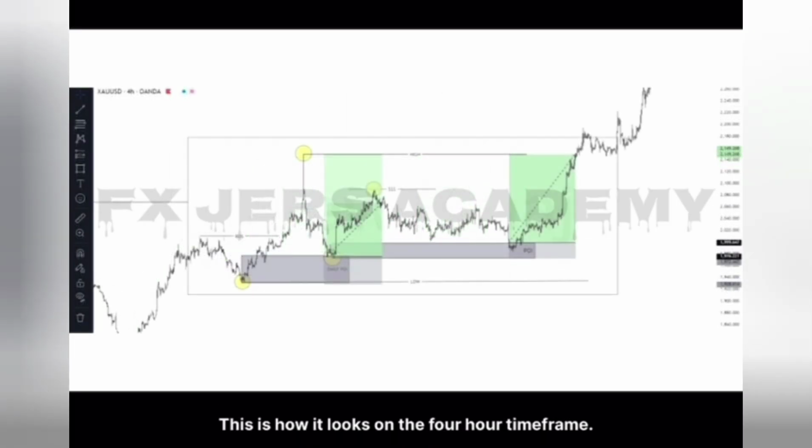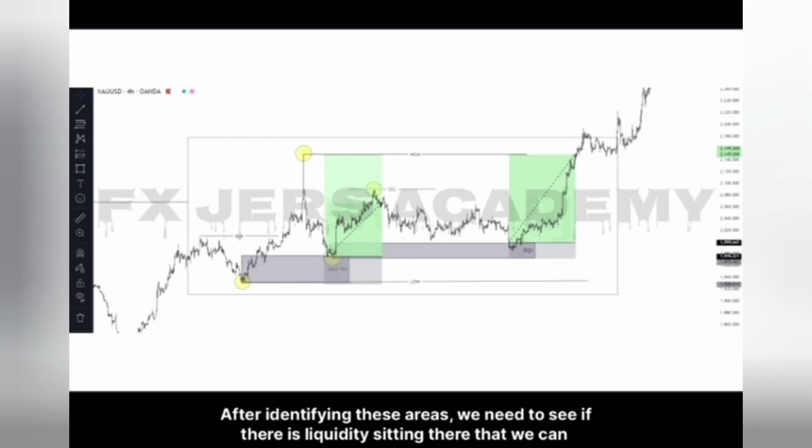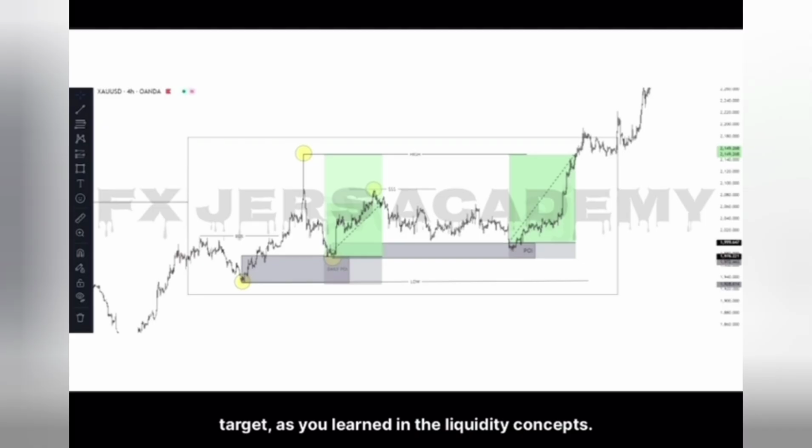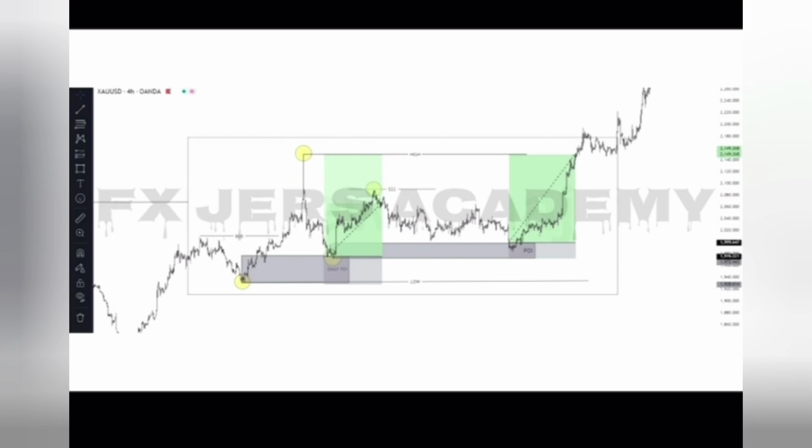This is how it looks on the 4-hour time frame. These were the bullish examples. It is not just about finding supply and demand areas. After identifying these areas, we need to see if there is liquidity sitting there that we can target, as you learned in the liquidity concepts. You need to combine everything you have learned in all the videos in the FX Academy.